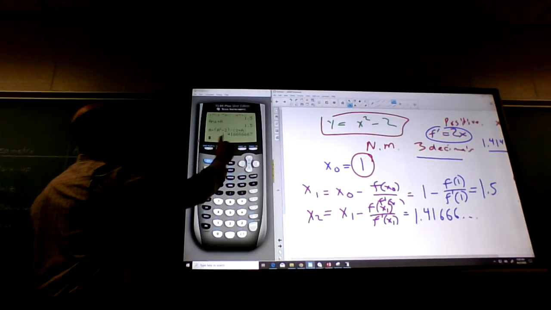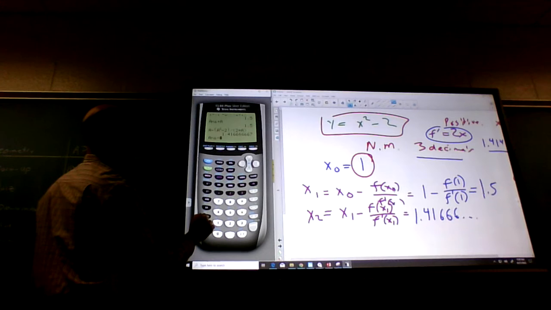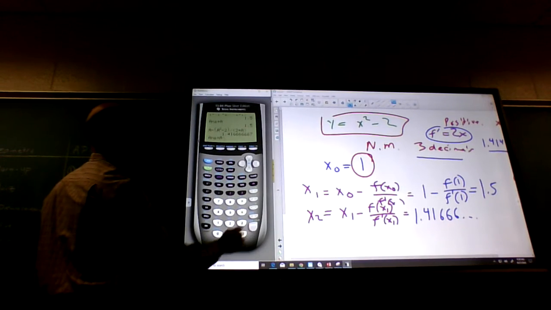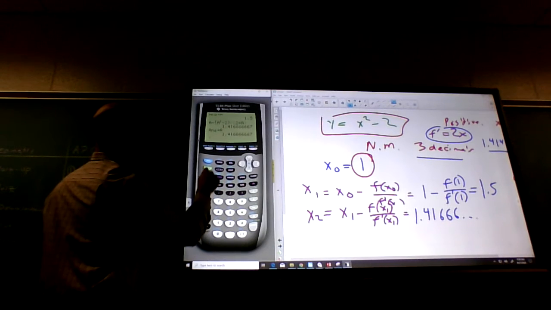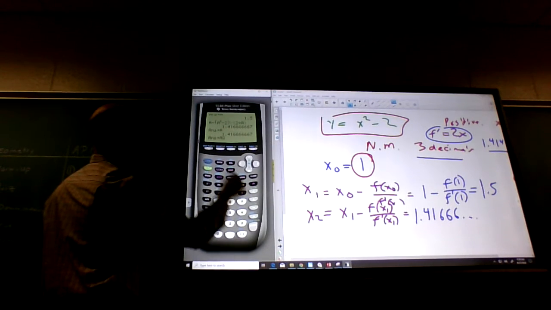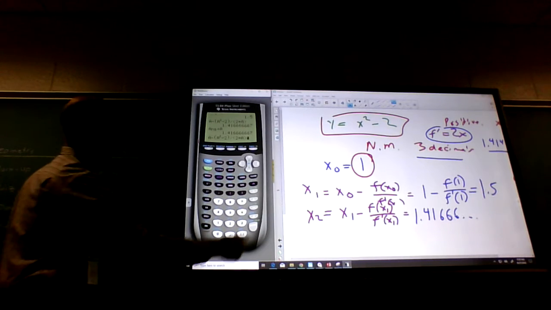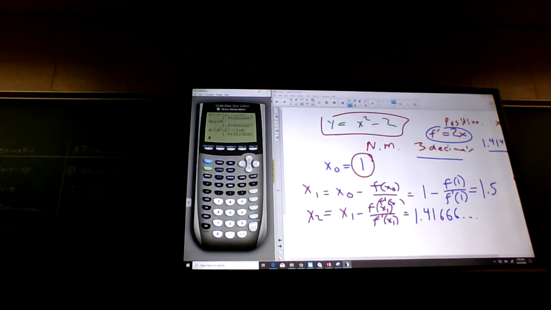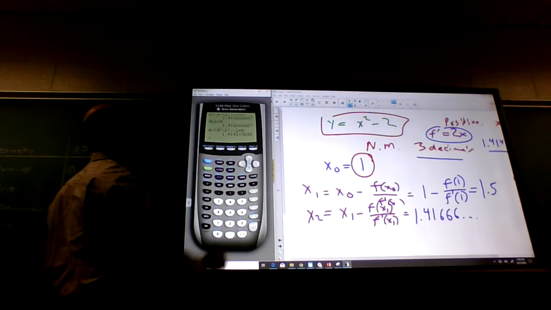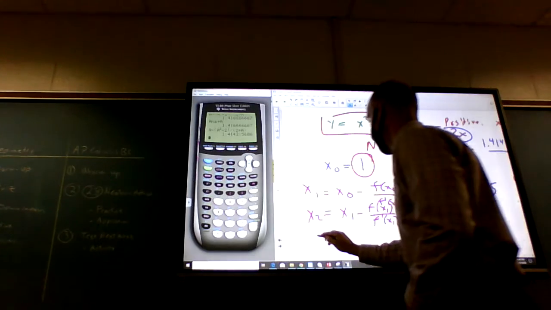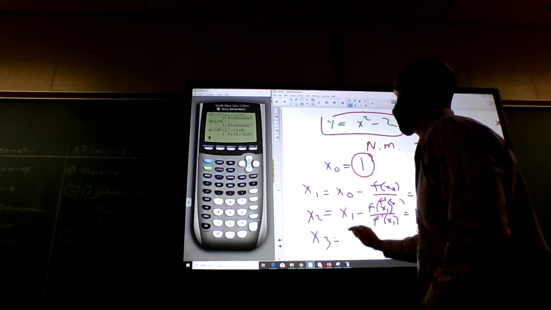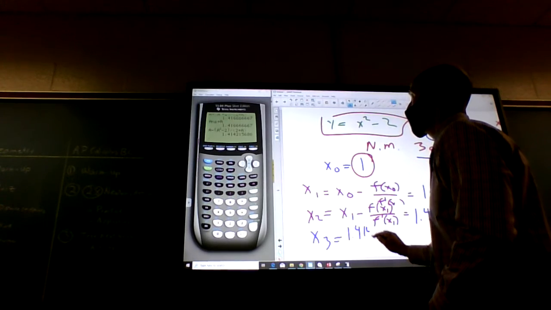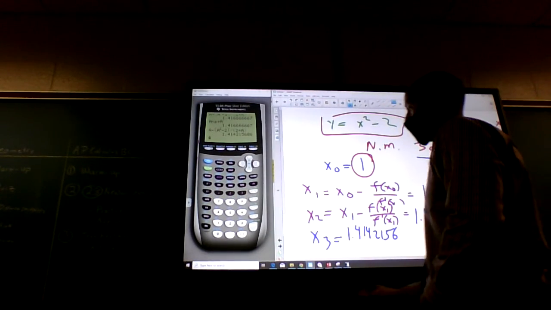Okay, so here's where it's going to get fun. Since I've already typed this formula here, now when I store in A, you might think I have to retype stuff again, but I don't. I'm just going to go to the last problem, and that gives me the next one because it already had the formula and now I've just updated A. So I'm telling you that x sub 3 is 1.4142156.